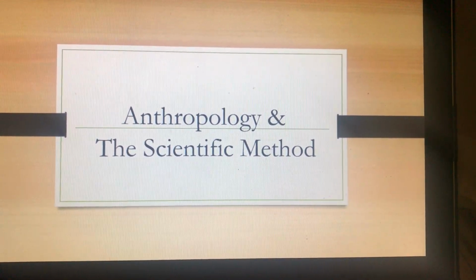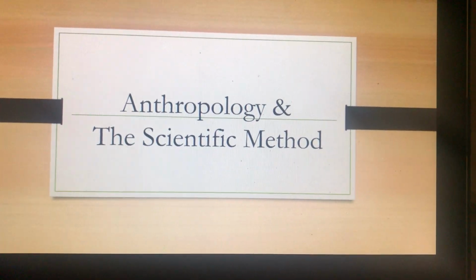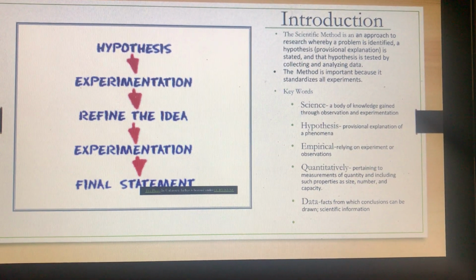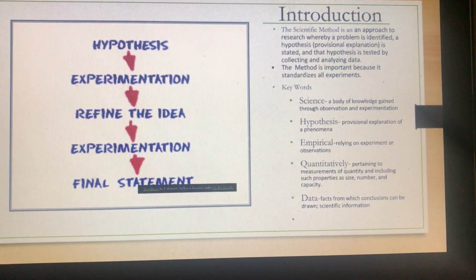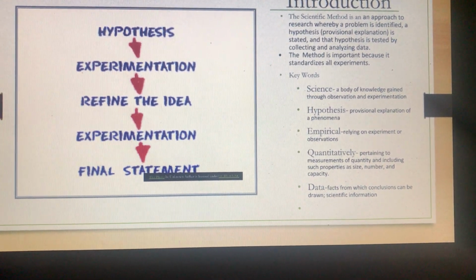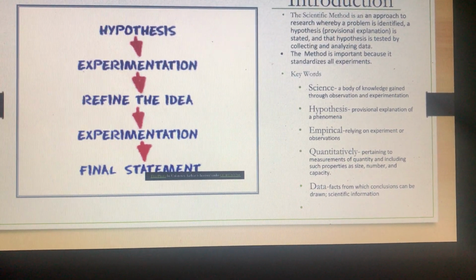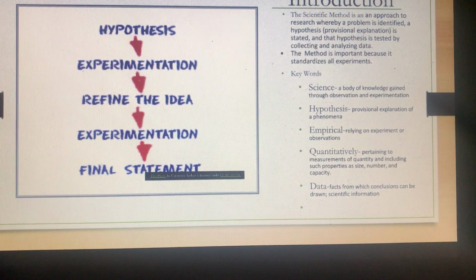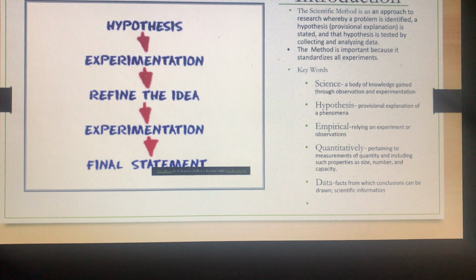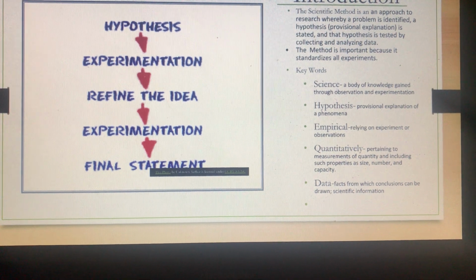I'd like to introduce the concept of the scientific method and its application in anthropology. The introduction. The scientific method is an approach to research whereby a problem is identified, a hypothesis, which means provisional explanation, is stated, and that hypothesis is tested by collecting and analyzing data. The method is important because it standardized all experiments.